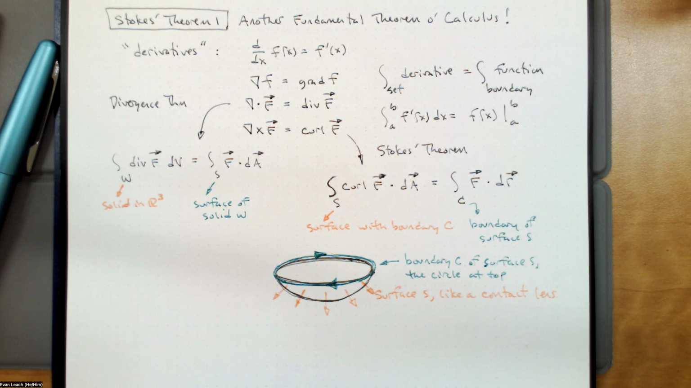The boundary, in this case, is a circle. The circumference is just a characteristic of that boundary, and it's only a circle because I drew it as a circle. The boundary is that whole circle going around. No, the surface is the whole thing. The surface is the whole contact lens. The boundary of the surface is just that circle on top.